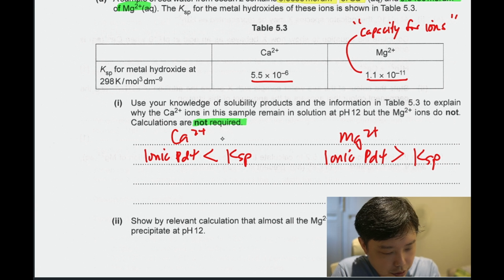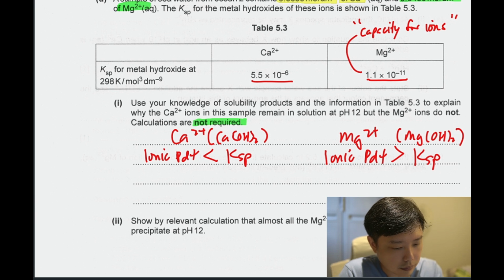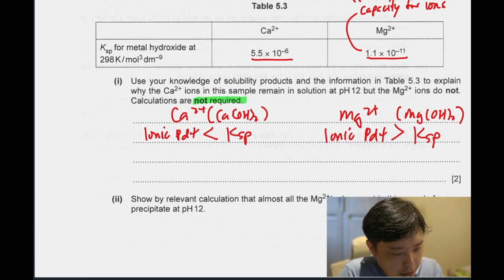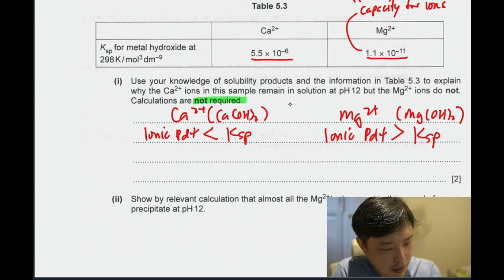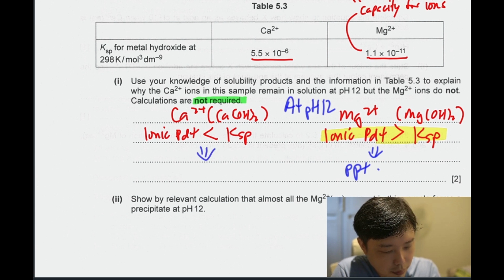Maybe I shouldn't write just the ion. This is calcium hydroxide, and this side is magnesium hydroxide. Because at pH 12, for magnesium, you're going to have ionic product greater than your KSP. That's why you will form a precipitate. Since KSP is greater than ionic product for calcium hydroxide, it will remain in solution.